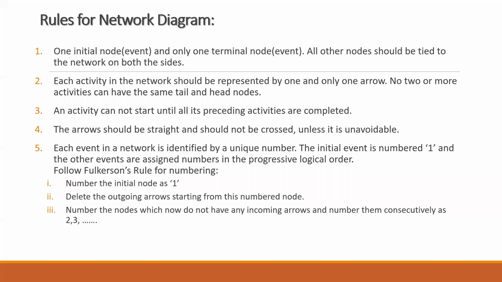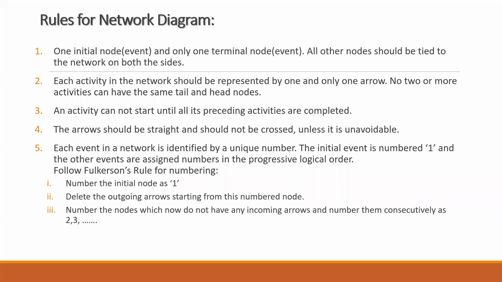Now, each activity in the network should be represented by one and only one arrow. You cannot have multiple arrows for the same activity. No two or more activities can have the same tail and the head node. If you come across activities which have the same head and the same tail, then it indicates that you have to introduce a dummy activity so that we can take care of this problem.